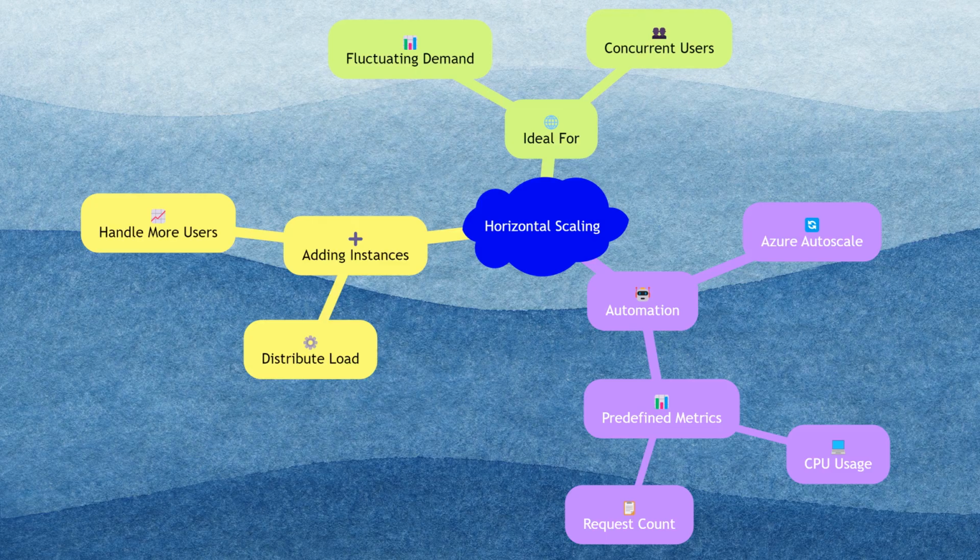Horizontal scaling, or scaling out, involves adding more instances of your app to distribute the load. This is ideal for applications with fluctuating user demand, as it allows you to handle more concurrent users. Horizontal scaling can be automated using Azure's Autoscale feature, which adjusts the number of instances based on predefined metrics like CPU usage or request count.